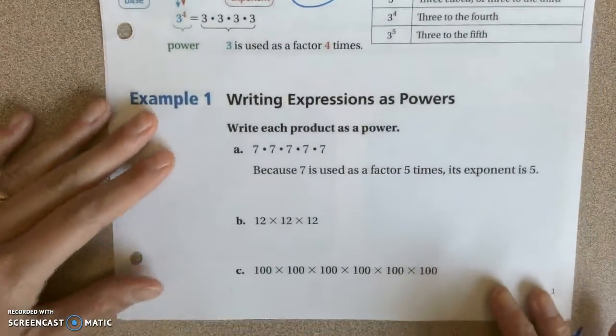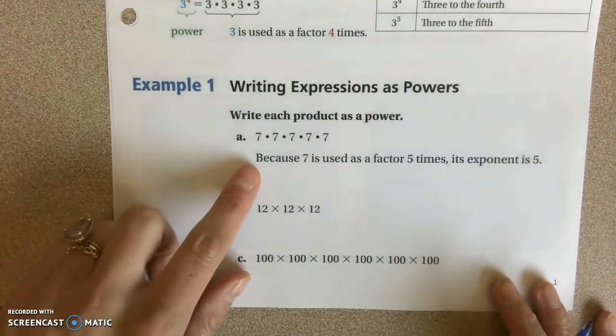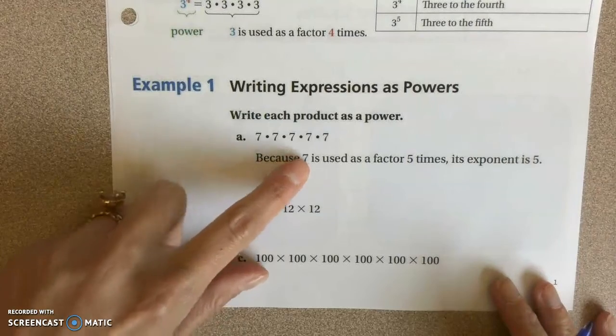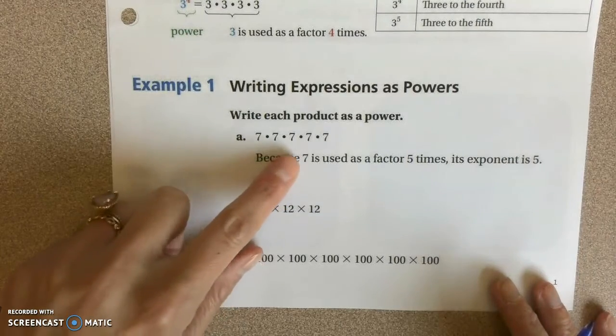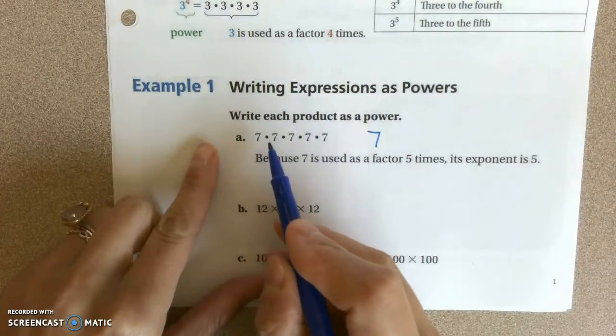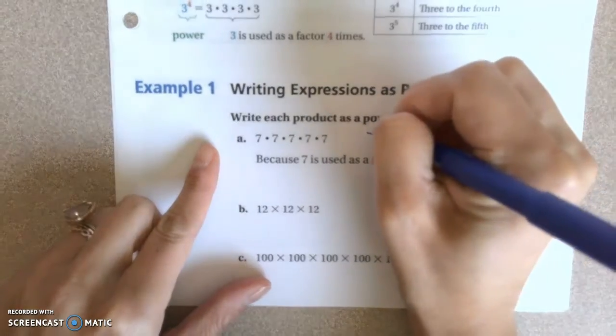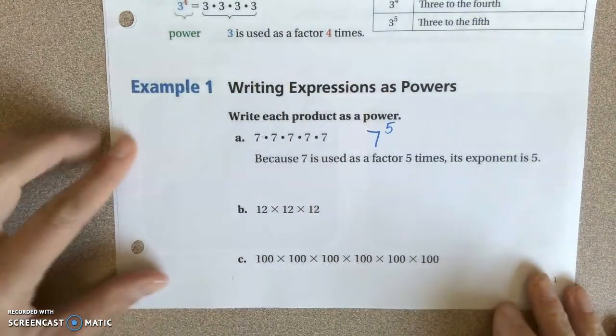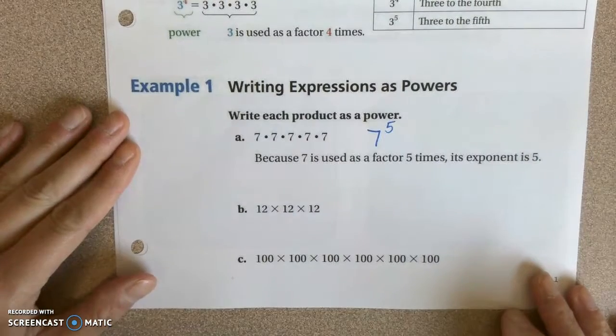All right, so we're going to start by writing powers. So we're going to go ahead and write each product as a power. So here, my base is 7. Okay, and I see 7 5 times. Therefore, my exponent is 5. Go ahead and pause your video and try B and C.